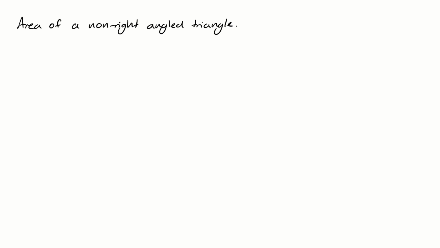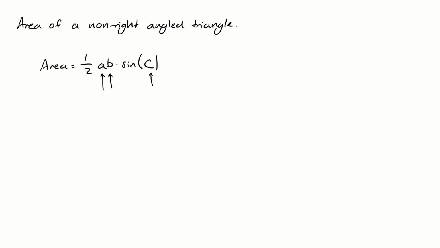So if I want to find the area of a non-right angled triangle, I can use this formula here. It says that the area is equal to a half of lowercase a times lowercase b times the sine of capital C. And to understand this formula, we first need to understand what these little letters here are actually referring to.